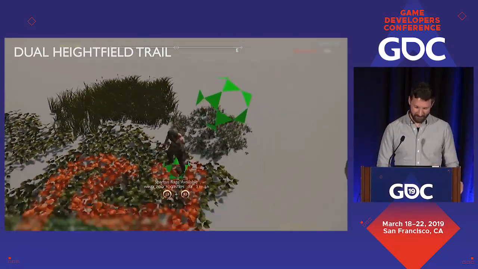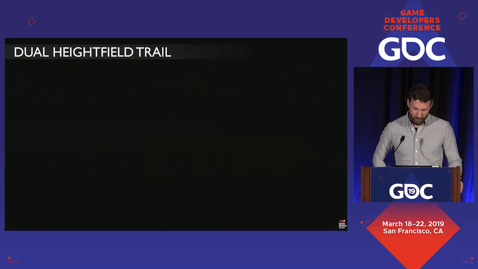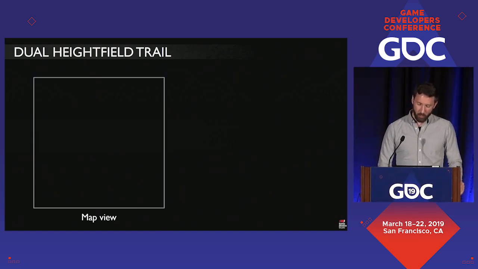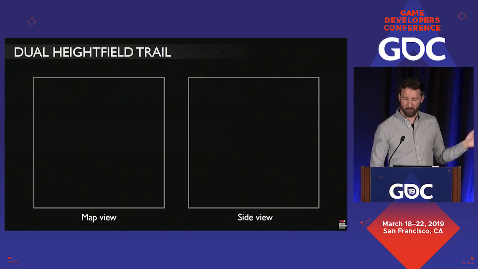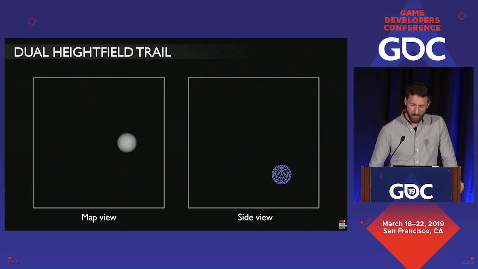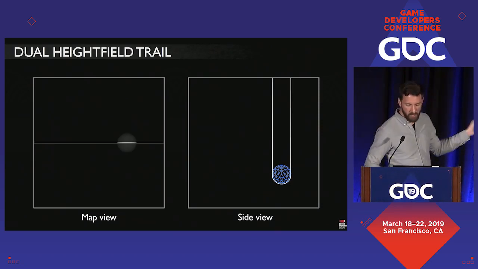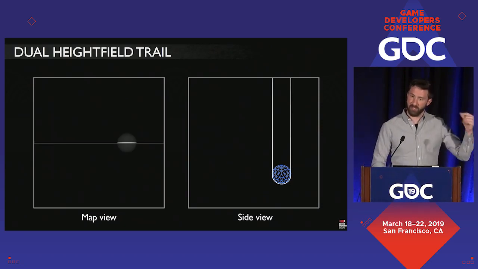Forgive the Z fighting there. Okay, so we're going to go through it one more time because, again, debug visuals, they help. On the left, we're going to look at the dual height field texture. And on the right, we're going to see the world view from its side. First, we'll render in a sphere. In the world view, I'm going to add a slice of the height field so that we can see it in space.